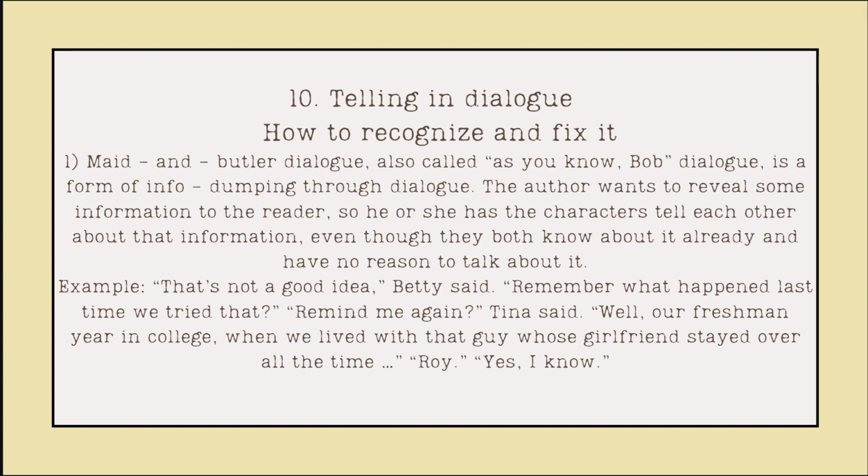Maid-and-butler dialogue, also known as "as you know, Bob" dialogue, is a form of info dumping through dialogue. The author wants to reveal some information to the reader, so he or she has the characters tell each other about that information, even though they both know about it already and have no reason to talk about it.